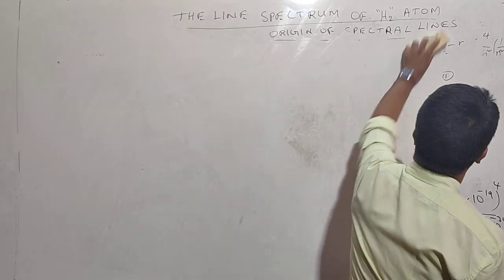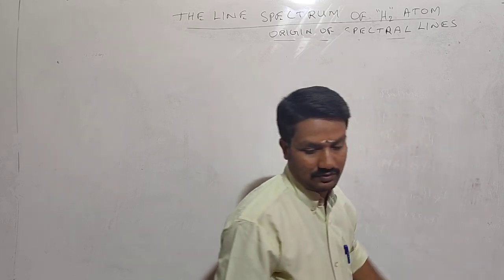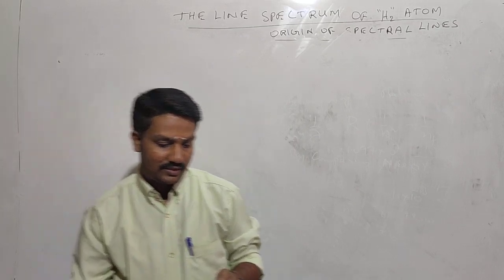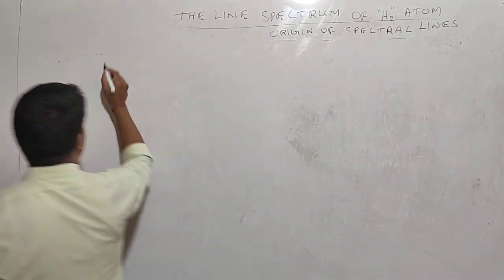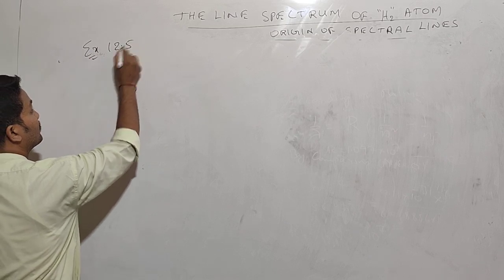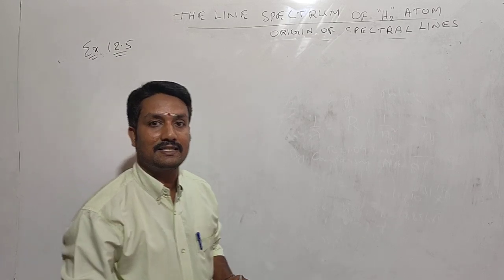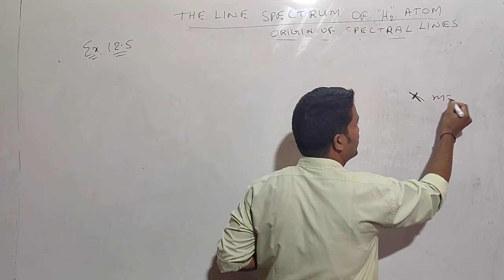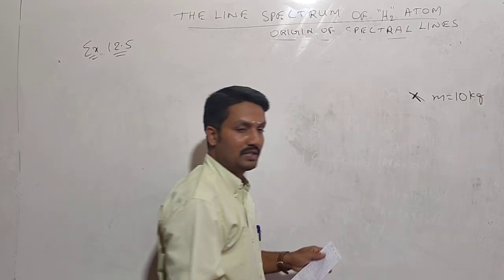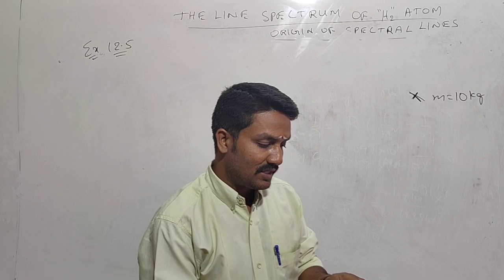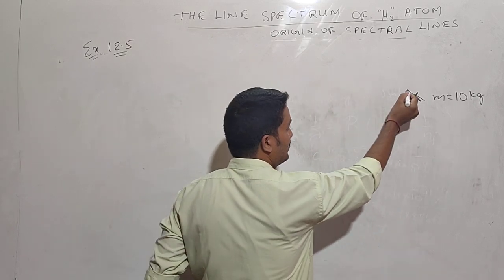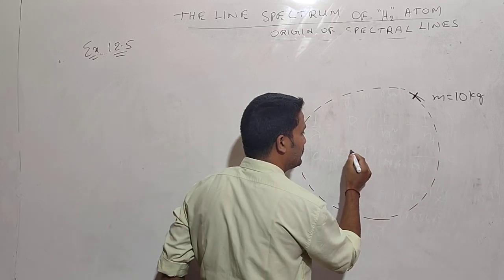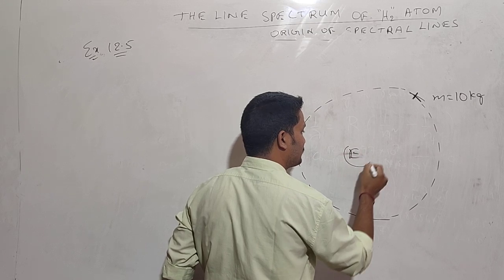Now we have to solve one problem. Example 12.5 is given here. A 10 kg satellite. Let us suppose this one is the satellite. So what is the mass of the satellite given? 10 kg. So a 10 kg satellite circles Earth. Let us suppose this is going to circle around the Earth. Here Earth was given.